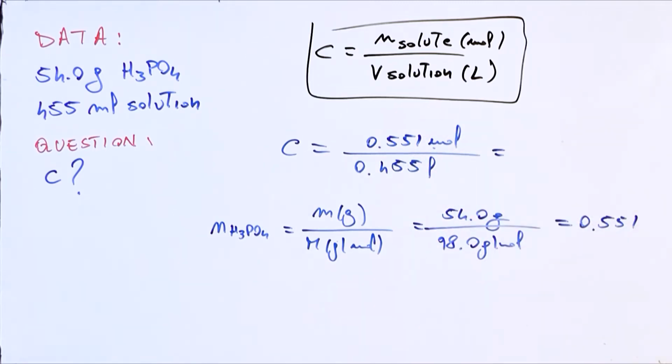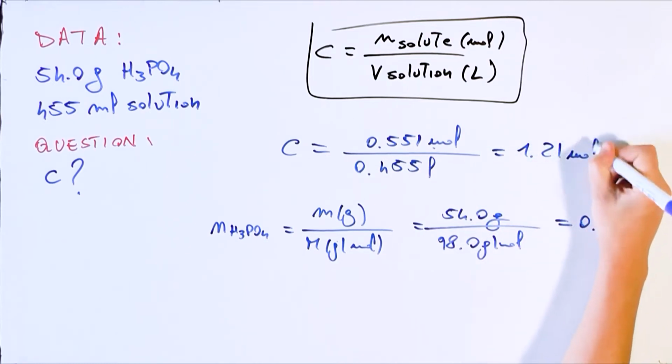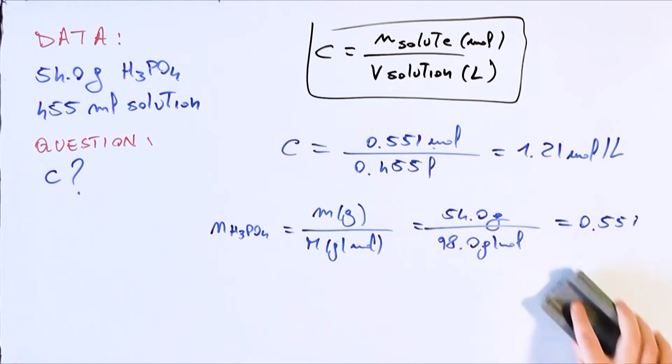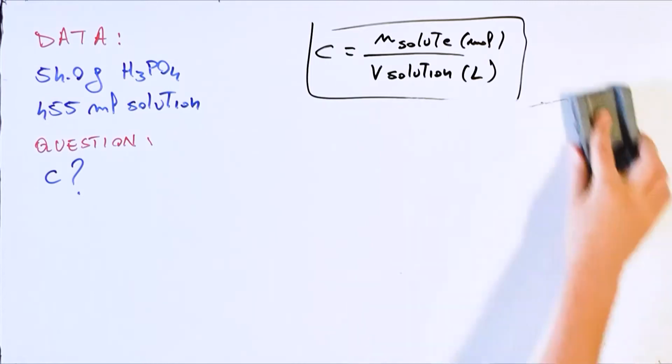And let's see this calculation, and the answer is 1.21 mole over liters. So this problem was very simple, just to start. And now we will go to the third problem, which is a little bit more tricky.